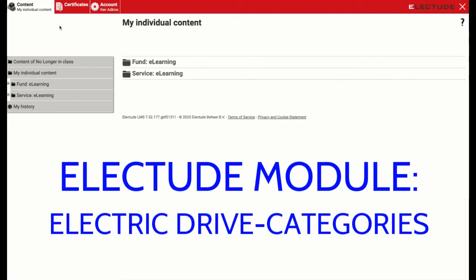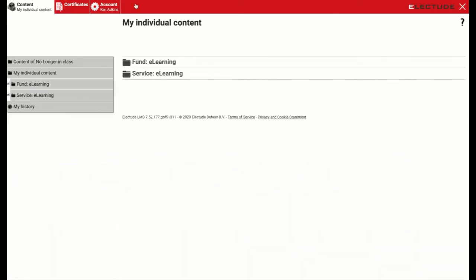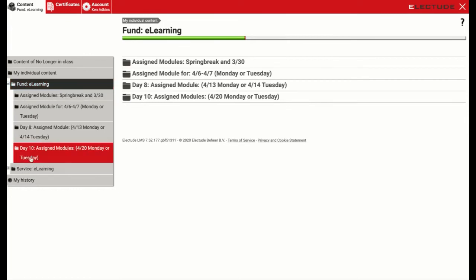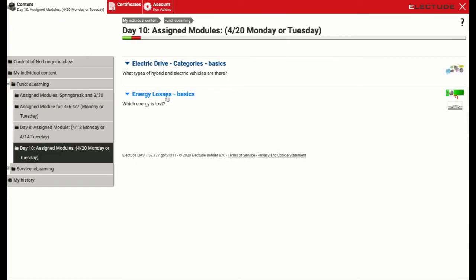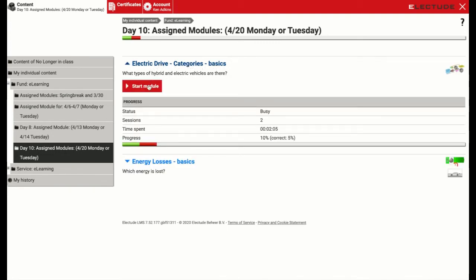This week we're going to focus on talking about some hybrid and electric vehicle technology. So let's start by going to the module. You go into Fundamentals eLearning here, and then you can go down to Day 10 or simply go to the one in the middle. And we're going to start with Electric Drive Categories Basics. We'll get that module started.